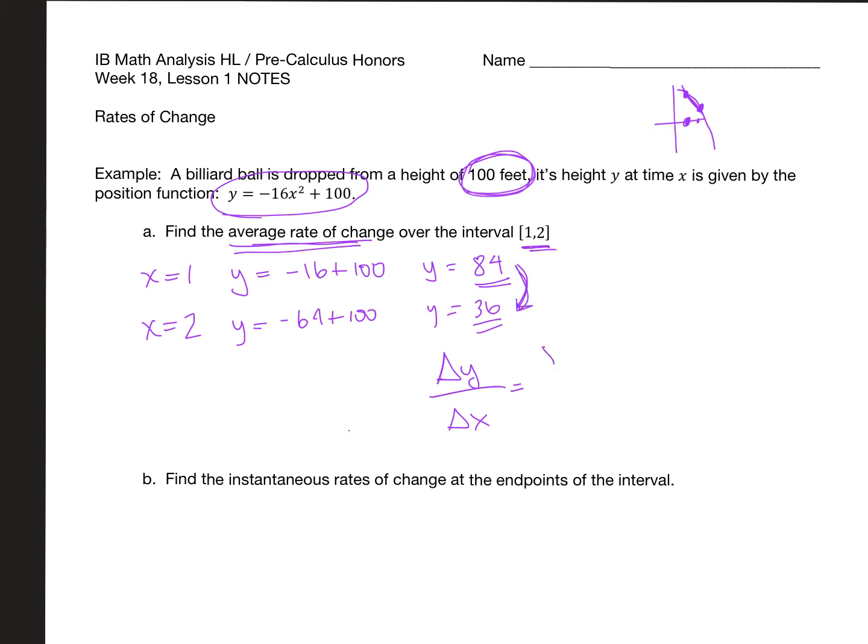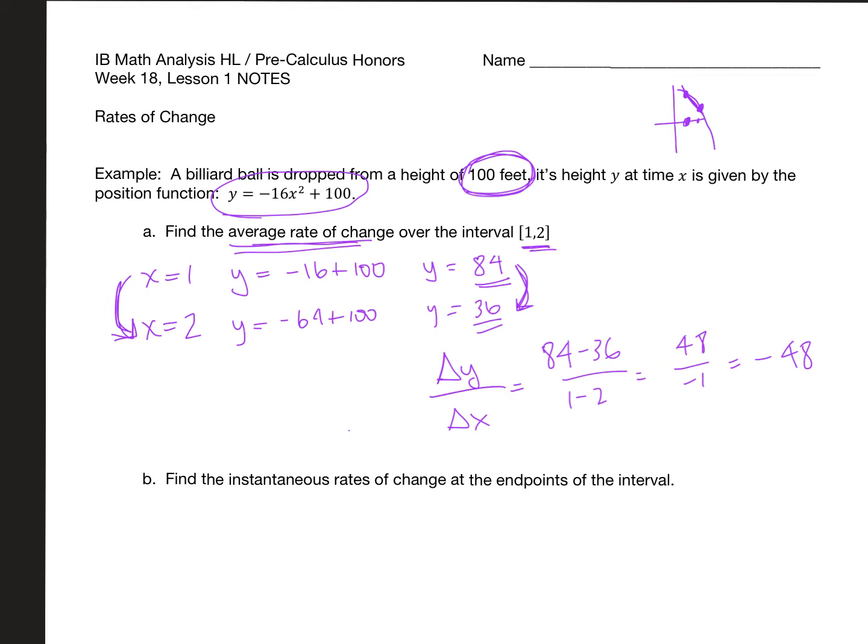So I'm going to find how much they have changed. And then the change of x would be over here. Again, you have to make sure you're just doing it in the same direction. So 1 minus 2. And if you subtract, you'll get 48 over negative 1 or negative 48. That's the average rate of change. That's about how much the height has changed within that 1 second.